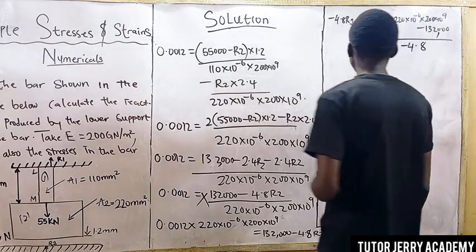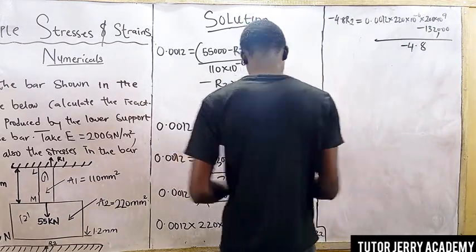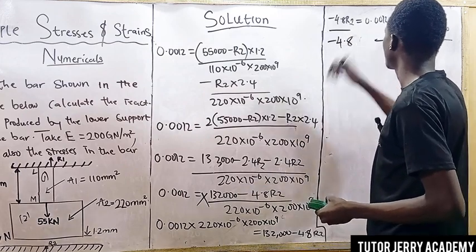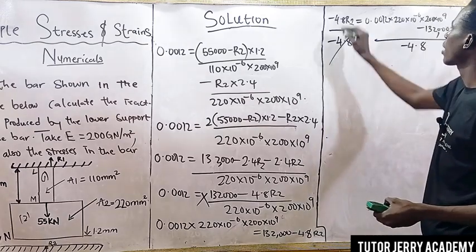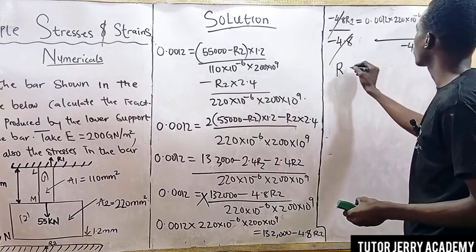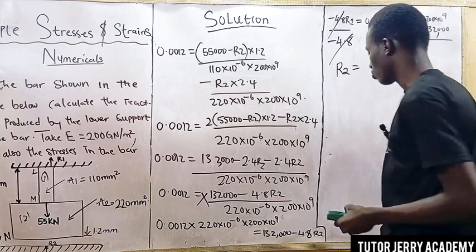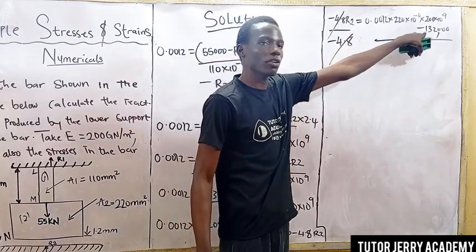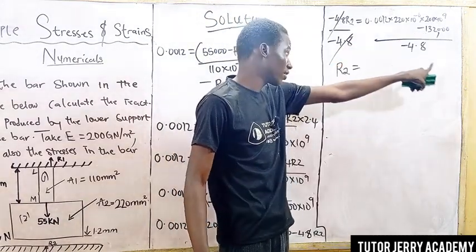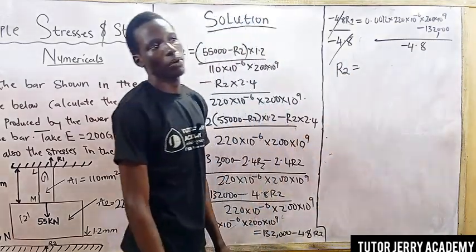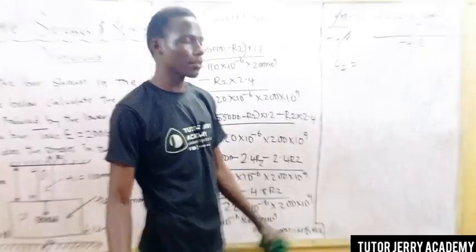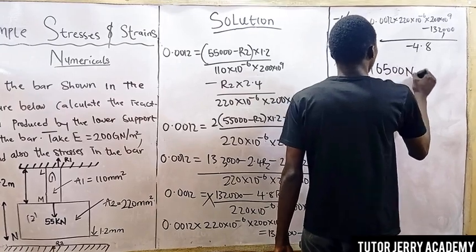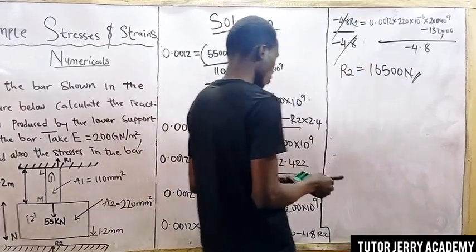Now, minus 4.8 R2 is equal to what? All you have to do is to subtract this from 132,000 and divide it by minus 4. That is nothing but 16,500. Don't forget our unit is in Newton.